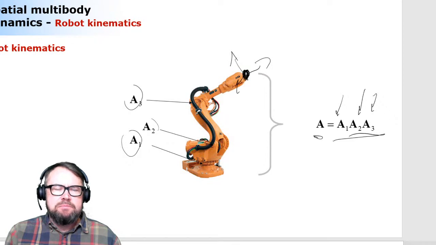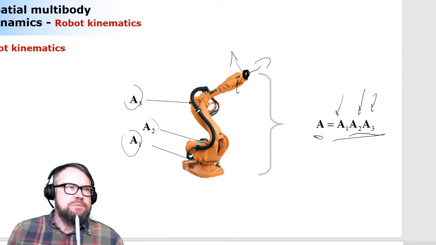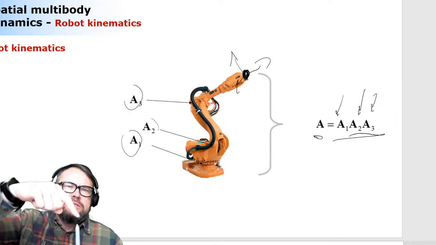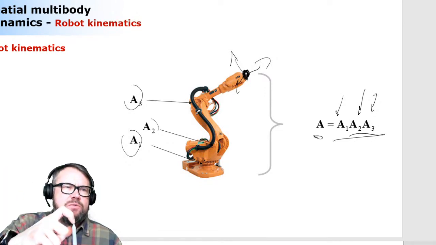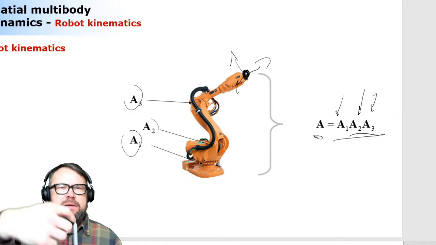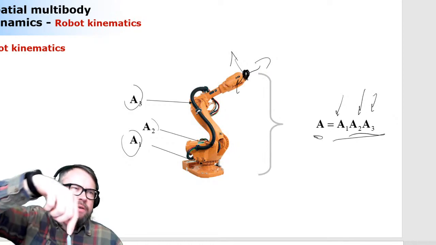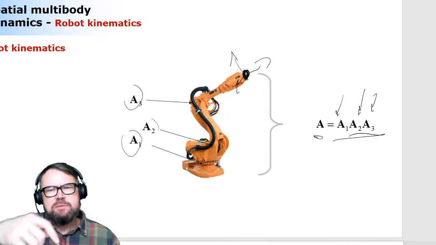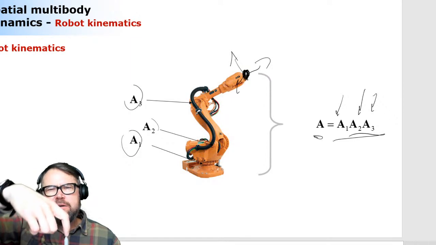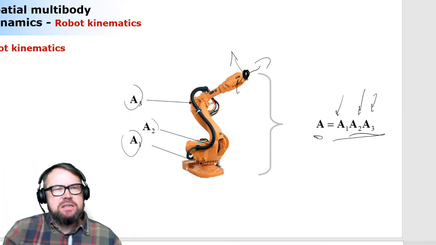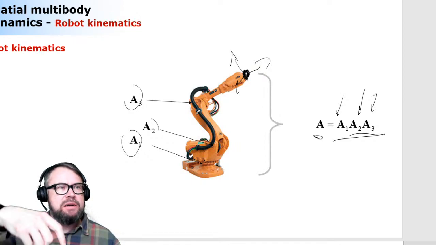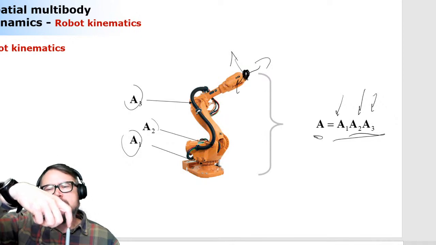I can point this pen using this configuration, but I can also point the pen using this configuration, and this configuration. So there are a lot of different possibilities. I could keep this here and just rotate my elbow, and that's it. I'm a redundant system, so I can reach this point in a number of different ways.